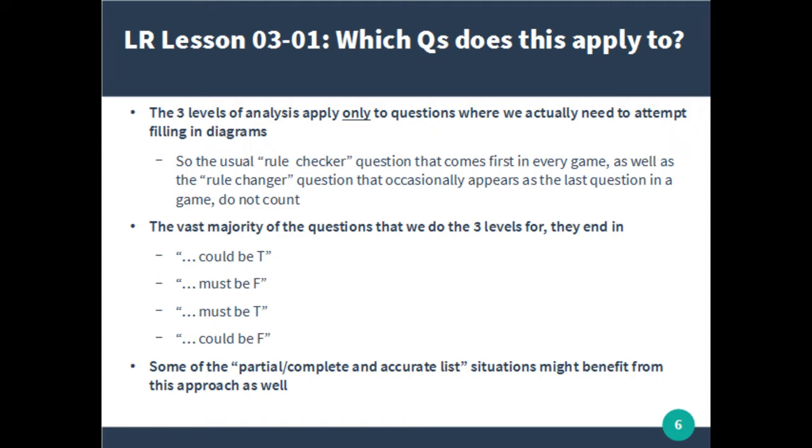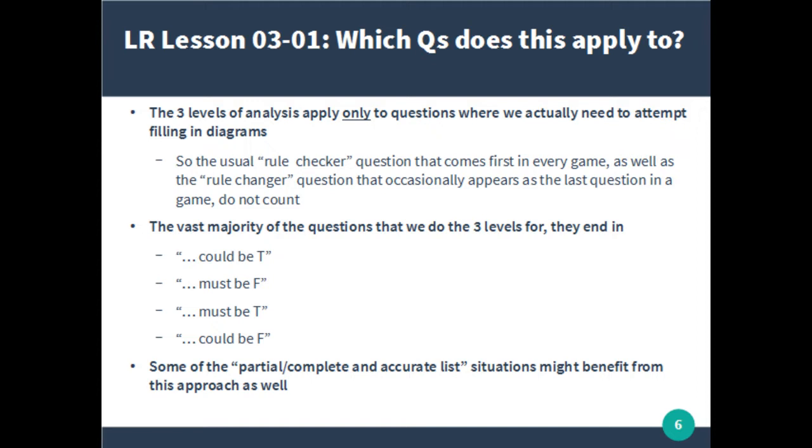So the biggest exception to the 3 levels of analysis is the rule checker question that usually comes first in every game. If you recall from the one that we did together in lesson 2, and it's the same for pretty much all the rule checker questions out there, all you are doing in those questions is taking the first rule, checking all the answer choices against it, seeing which ones violate that rule, eliminating them, and then moving to the second rule and doing the same thing. And you just continue the process with each and every rule until 4 out of the 5 answer choices have been eliminated, and then you pick that one and you move on. That doesn't really require diagramming, so that really isn't going to be part of our 3-stage analysis discussion here.